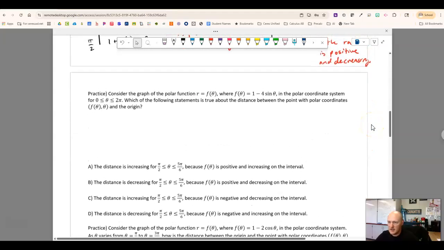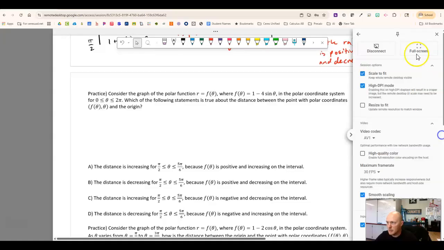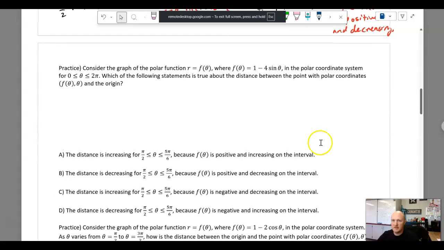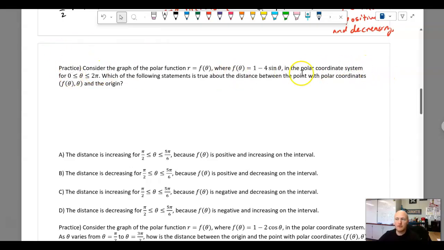Okay, here is a couple of practice problems. I would like you to go ahead and please pause the video. Consider the graph of the polar function f of theta equals 1 minus 4 sine theta in the polar coordinate system for 0 to 2 pi. Which of the following statements is true about the distance between the point with polar coordinates f of theta, comma theta, and the origin? Is the distance increasing? Is it decreasing? And why?